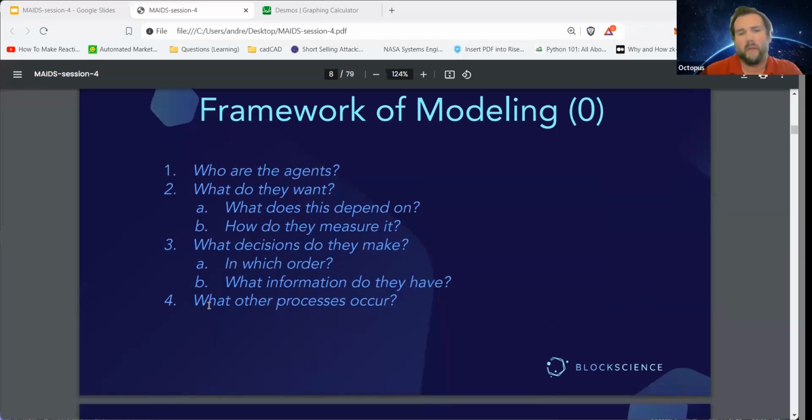model. And finally, what other processes occur? Might be viewed as natural processes or passive agents, where they're not making decisions. A tree doesn't, it just acts according to the laws of nature that it follows.